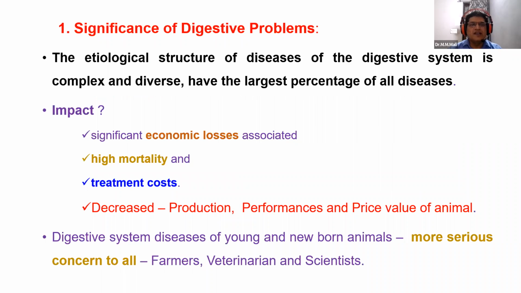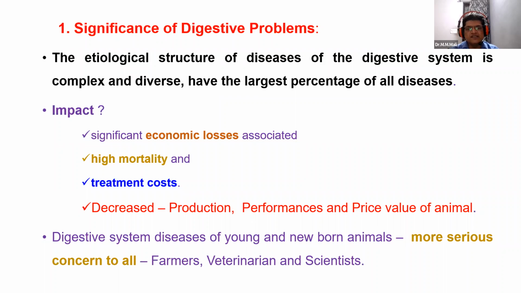As we all know, the etiological structure of digestive system diseases is very complex and diverse and has the largest percentage of all diseases. So there are significant economic losses associated with digestive system problems, with high mortality and treatment cost. If an animal has a digestive system problem, there will be decreased production performance and a decreased price value of the animal.